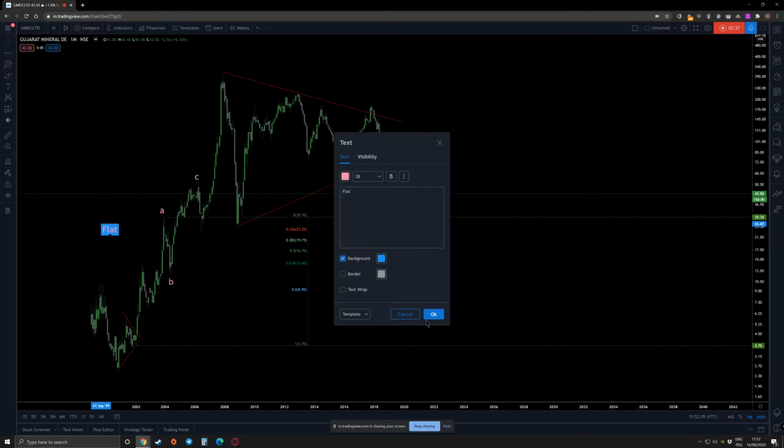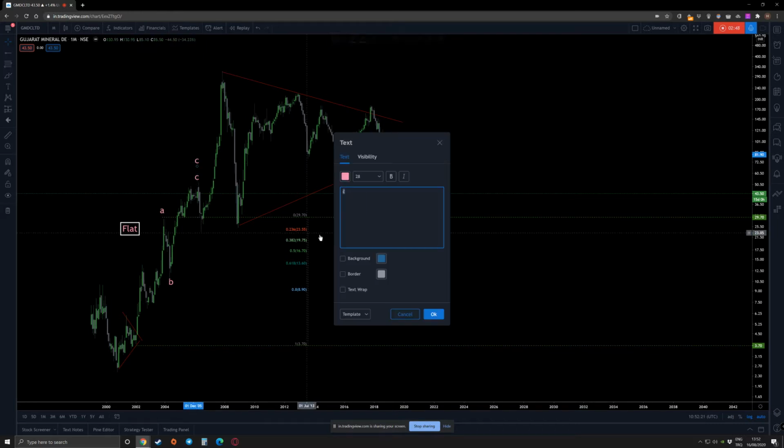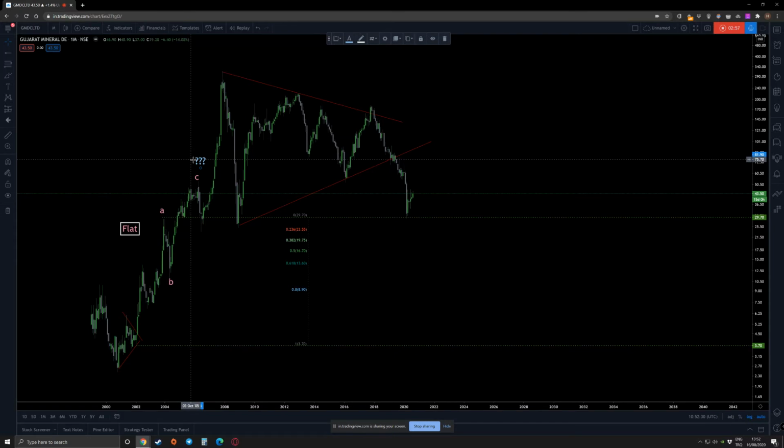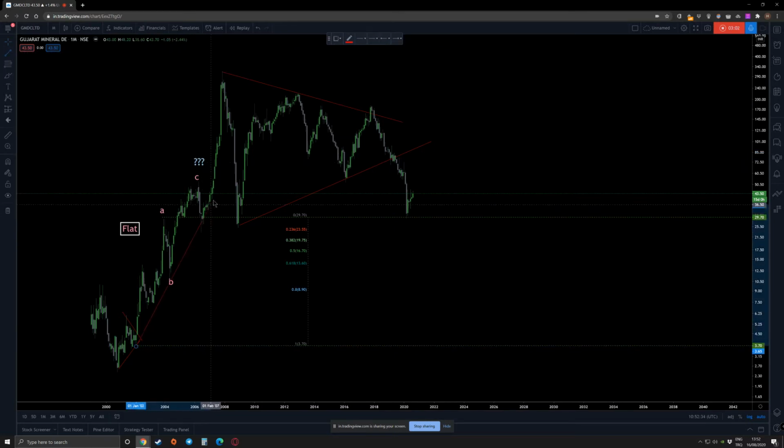Let's select this. So we have our flat. The second thing that I have to do is, of course, to understand if I finished one degree higher here or not, so does this end something here? For this, I have to draw a 0 to B trend line. This is my 0 point, this is my B point. Now, does this price action come back to the B wave and break the 0 to B trend line? That's the question for me.